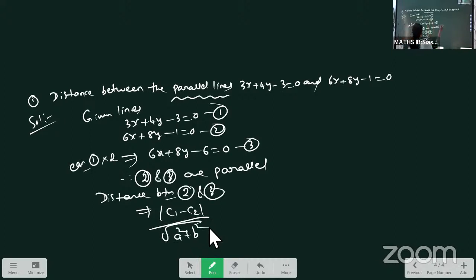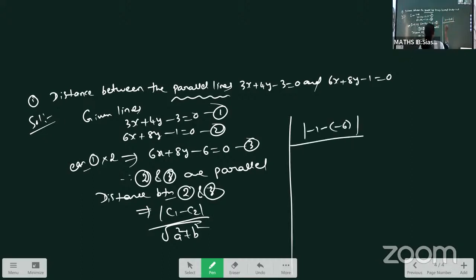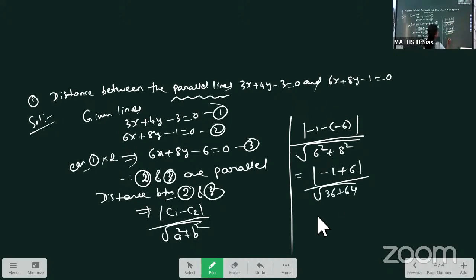So here C1 value is what? In equation 2, minus 1. Minus C2 value in equation 3, it is minus 6. Both under mod, by under root of a square plus b square, where coefficient of x is a and coefficient of y is b. So modulus of minus 1 plus 6 by under root of 36 plus 64. So modulus of 6 minus 1 is 5, by under root of 36 plus 64 is 100. So 5 by root of 100, which is 10. 5 one time, 5 two times. So what are we getting? 1 by 2. So distance between the given parallel lines, how much is it? 1 by 2.